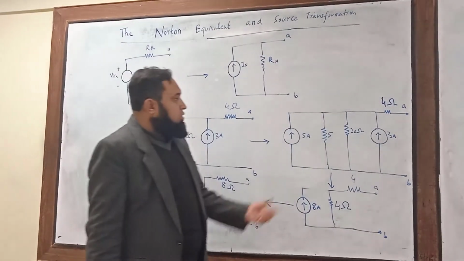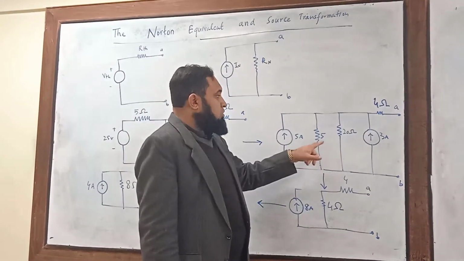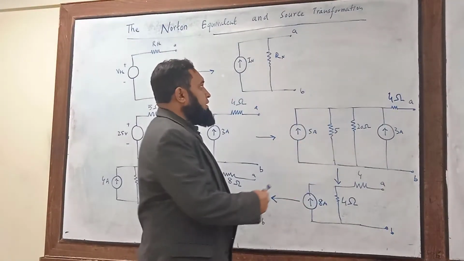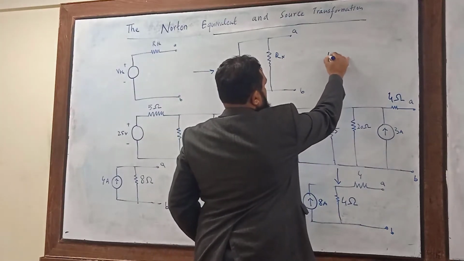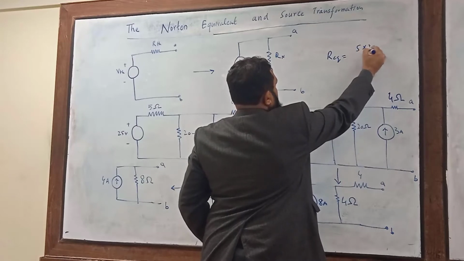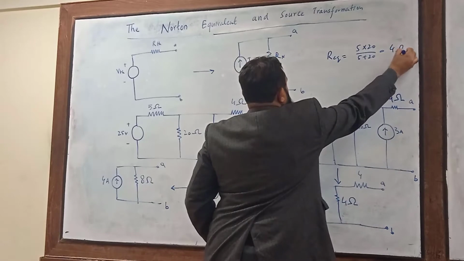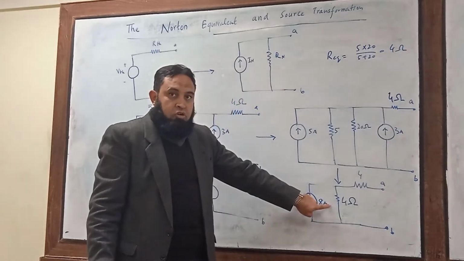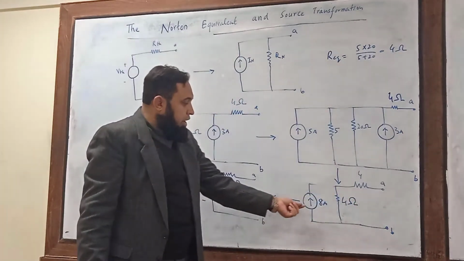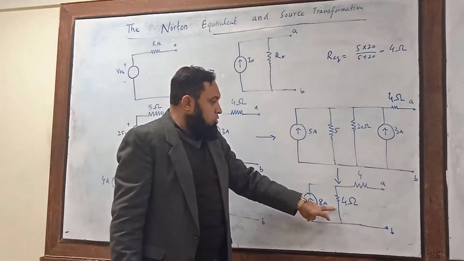And what about these two resistances? These resistances are in parallel. If you want to compute the equivalent resistance for this parallel combination, the equivalent resistance is equal to 5 into 20 divided by 5 plus 20, which is equal to 4 ohm. So you will have a 4 ohm resistance here, and a 4 ohm resistance is already there. So you now have an 8 ampere current source, because 5 plus 3 is 8 ampere, and a 4 ohm resistance and a 4 ohm resistance.